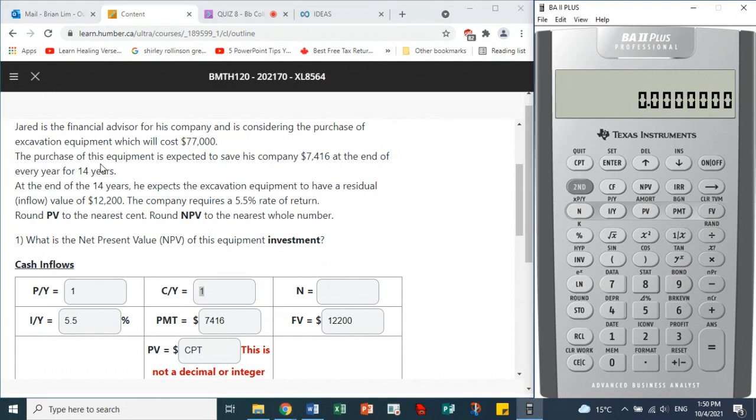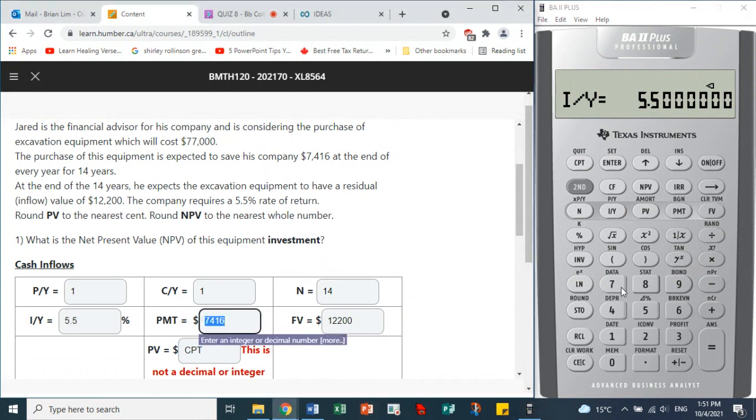All right, how many years? It's going for 14 years. Okay, so we put in 14. Actually, it's 14 times 1, so it will be 14. And N is 14. Okay, IY is 5.5, so we put in 5.5 for IY. Present value is what we're going to compute, so let's pass on that.